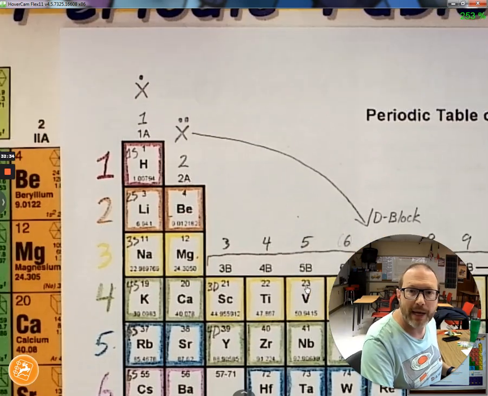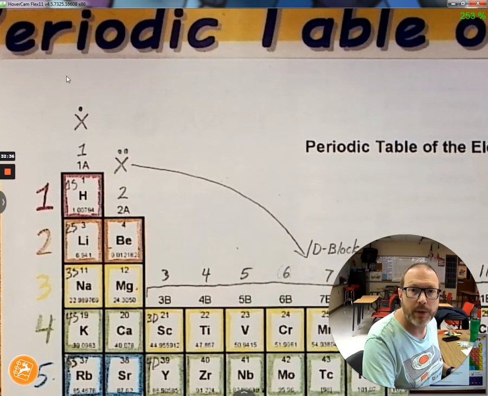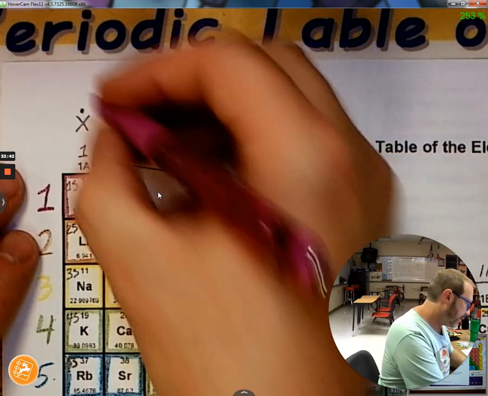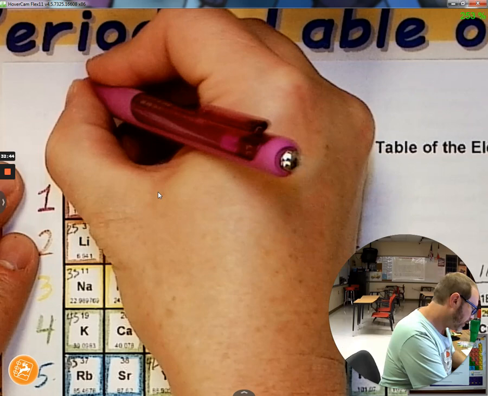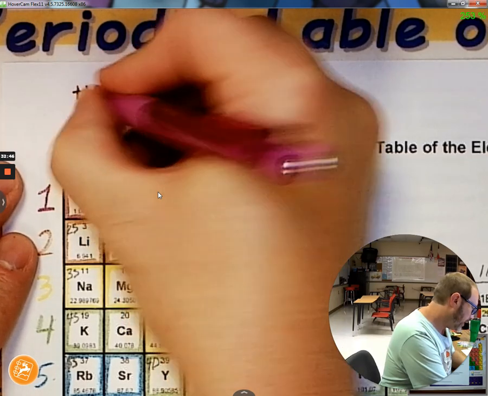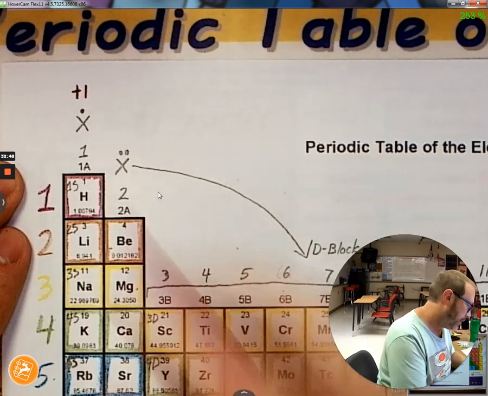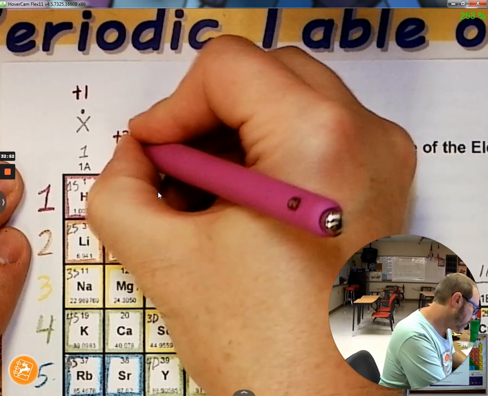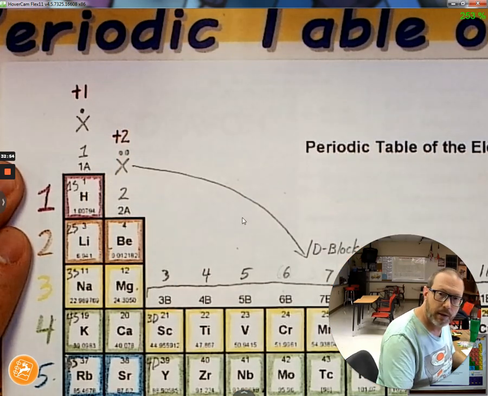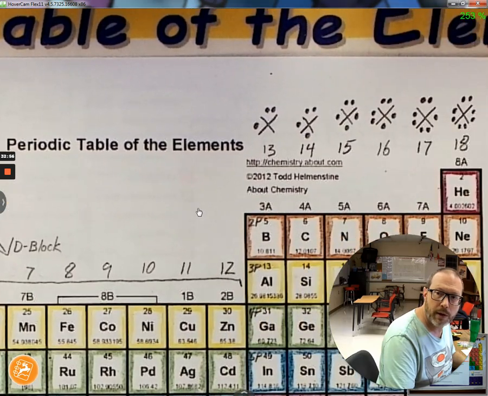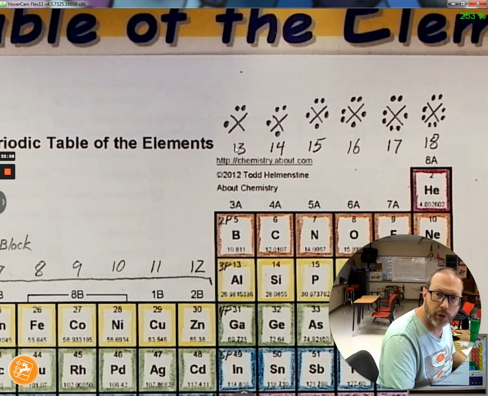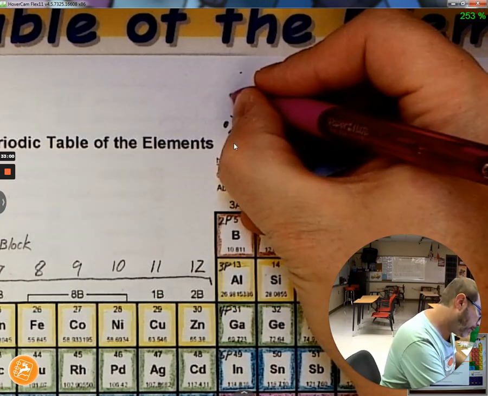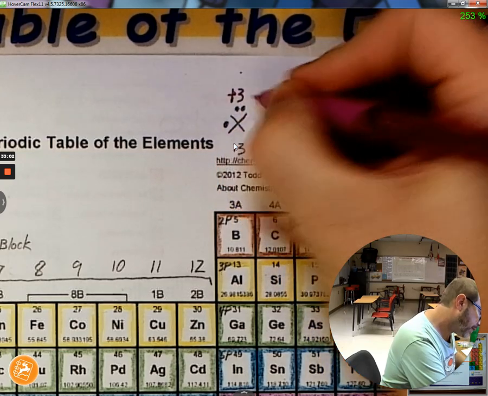I'm going to zoom in back up at the top of my chart again, and in the space I have over my little X with the dots on it, over this first column, I'm going to write a little +1. And over this one, I'm going to write a little +2. I'm going to come over here, over boron, over group 13, and write +3.